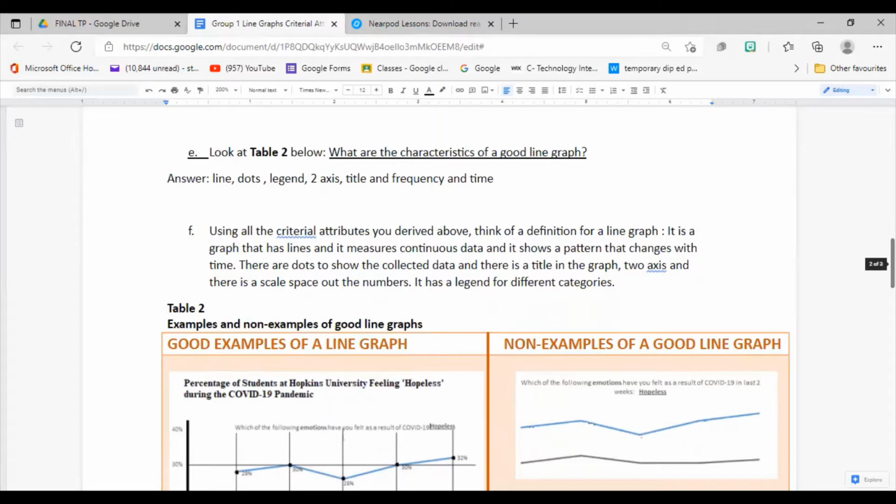Go ahead. What are the characteristics of a good line graph? Lines, dots, legend, two axes, title, and frequency, time. Frequency and time. Okay. All right. Well, you don't have to read the definition part as yet, right? We'll discuss this further. Okay. Thank you, group one.